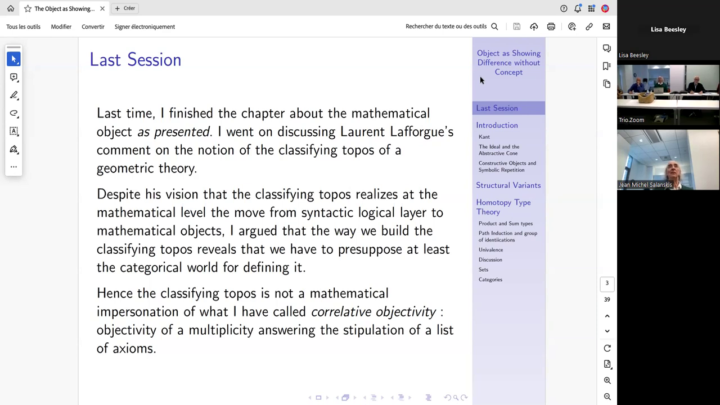I discussed the idea of correlative objectivity, which means that even the set theoretical object is presented to us, but it's presented in a very strange way. It's just presented through the stipulation of the axioms of ZFC. And then I discussed a possible new version of this correlative objectivity, which would be given by the notion of the classifying topos. And I discussed Laurent Laforgue's comments.